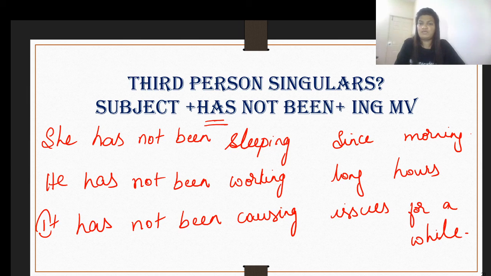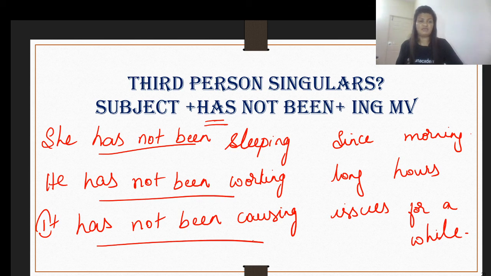He has not been working long hours. Supposing somebody says he has been working for long hours now, then you negate it by saying, of course not, he has not been working for long hours. Then, it has not been causing issues for a while. Again, negating. Somebody has affirmed that it has been causing issues for a while now. Then you negate it by saying, of course not, it has not been causing issues for a while, but then less than that or more than that, expressing your opinion. So that is how you negate it, by using the negative words.